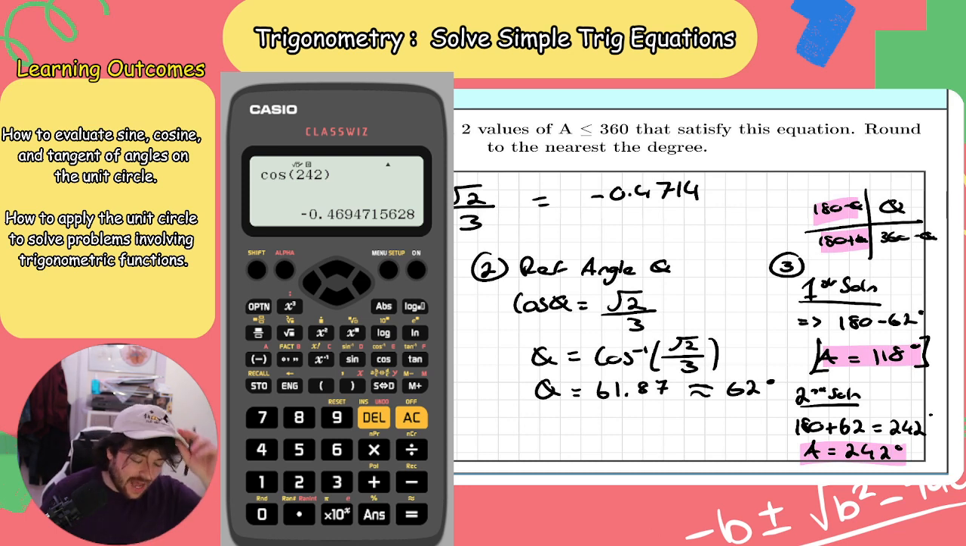Right, and that, ladies and gentlemen, is how you solve simple trigonometric equations, and thus concluding my trigonometry series for Leaving Cert ordinary level, at least, anyway.